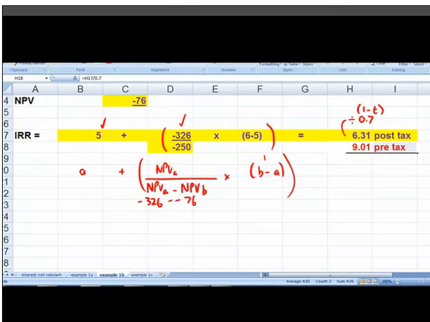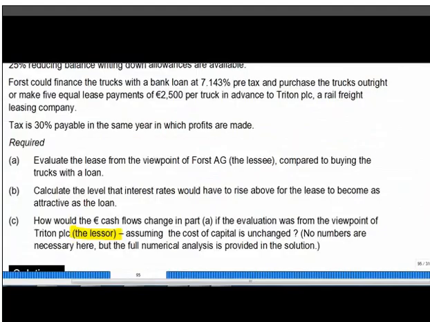In Part C, we're asked to look at the analysis from the viewpoint of the lessor. Although a full numerical analysis isn't specifically required, it will help our understanding. So let's have a look at how the lessor would perceive this situation. And we're going back now to Part A, where the bank loan is at 7.143% and the other details are as given in the example.